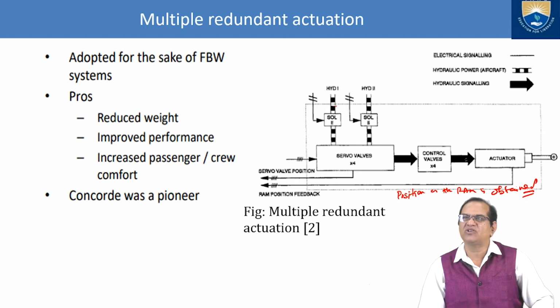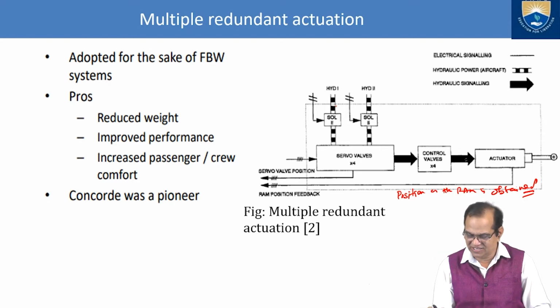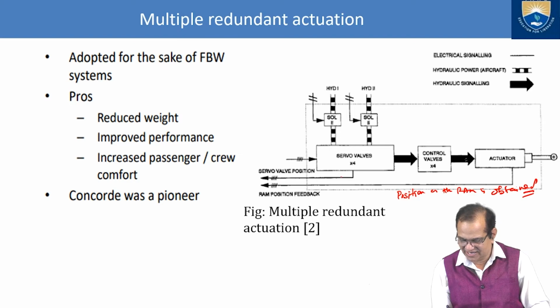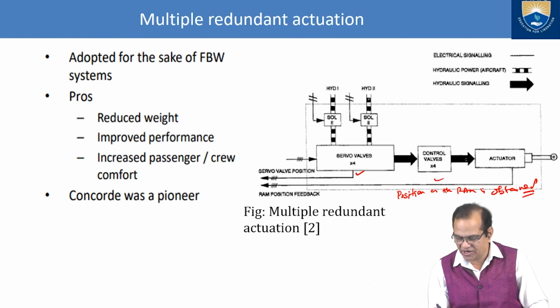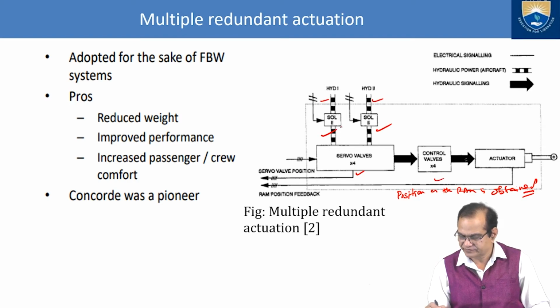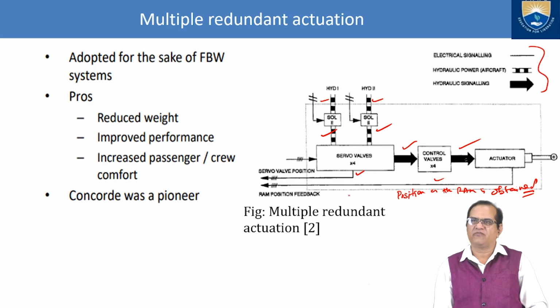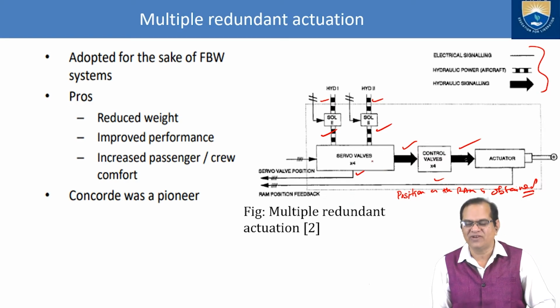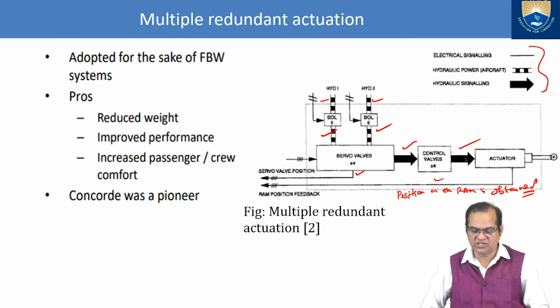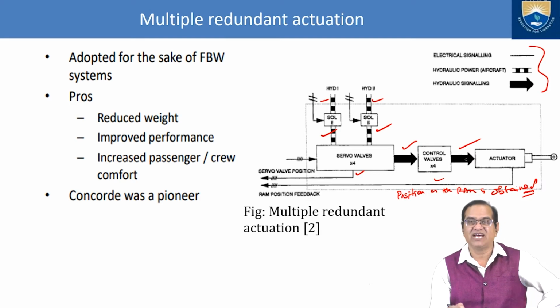So here it is shown just an electrical signal. This you can see here, this is the electrical signal. Then we have the hydraulic power here. Then this is called hydraulic signaling. By this legend, you can find out what type of system is working in what type of scenario. So this is the multiple redundant actuation system, and these are the advantages.